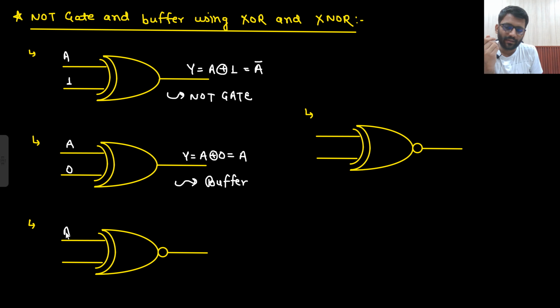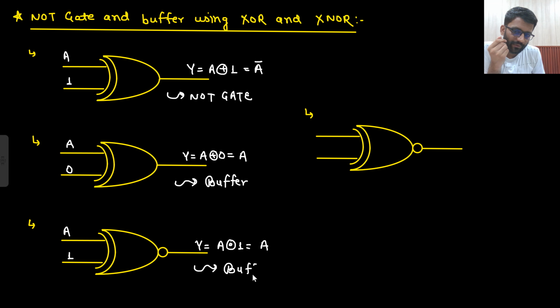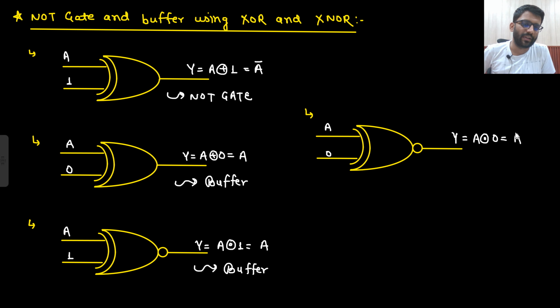Right? If this is A and this is 1, so Y will be A XNOR 1. That will be A only. So this is also a buffer, because A XNOR 1 is A only. If this is A and this is 0, what will be your Y? Y will be A XNOR 0. That will be A bar. So this is a NOT gate. Well and good. Very easy. Okay.